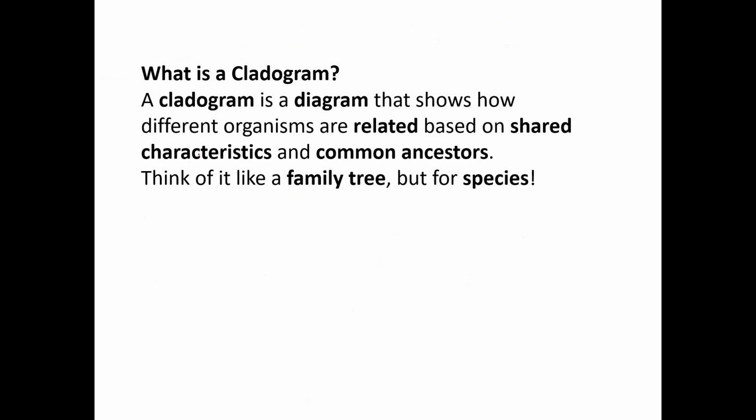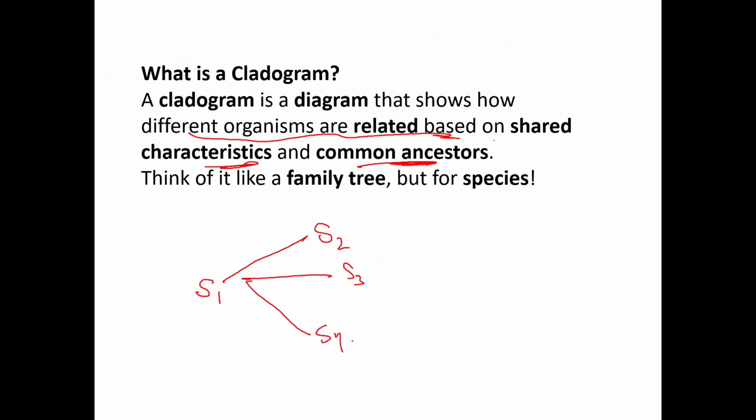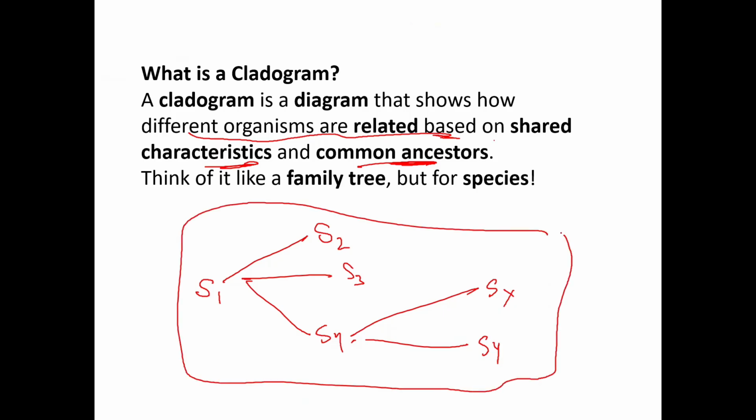Come on, another term: cladogram. A cladogram is basically a diagram that shows how different organisms are related based on shared characteristics and a common ancestor. So if I draw like this, a species converted into S2, S3, S4, and from this S4 species, a new species is developed. This entire drawing shows the ancestry line, how one organism evolved into another. So it's just like a family tree.